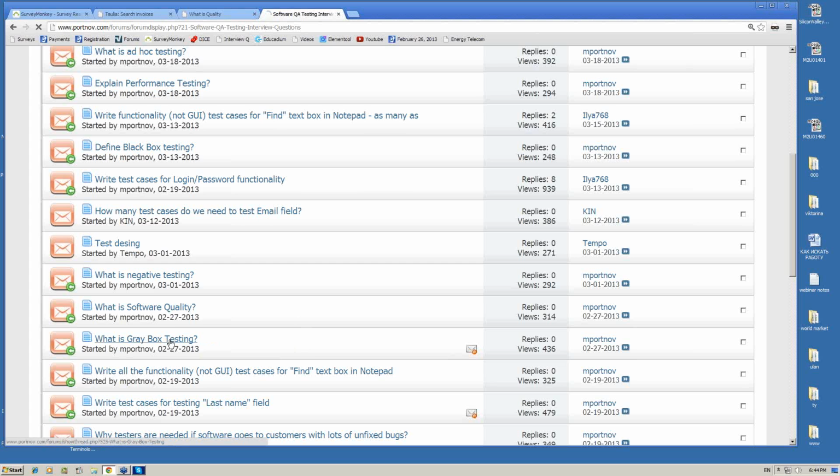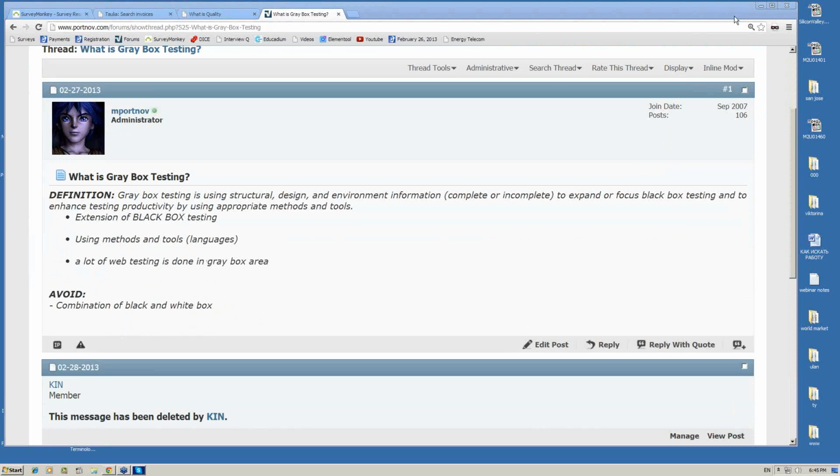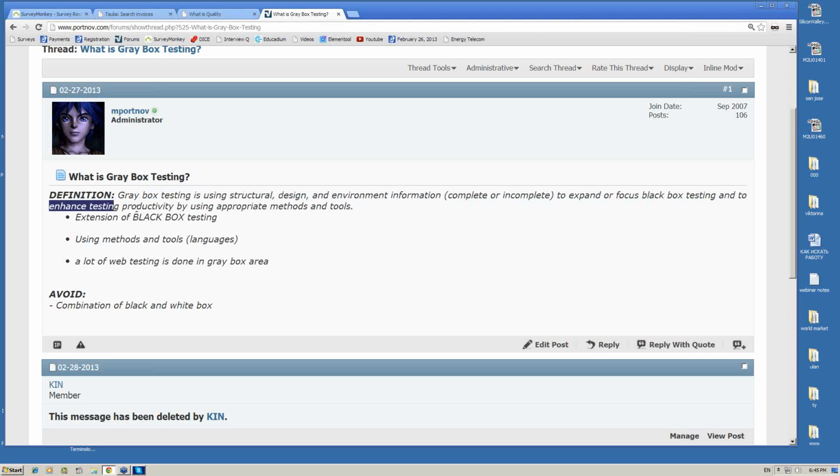Gray box, yes, it's right here. Here is what it says. So you did have the place to look at. Gray box testing is using structural, design, and environment information, complete or incomplete, to expand or focus black box testing and to enhance testing productivity by using appropriate methods and tools. So it is an extension of black box. It is using methods and tools, programming languages also. A lot of web testing is done in the gray box area. Avoid saying it is a combination of black and white box.